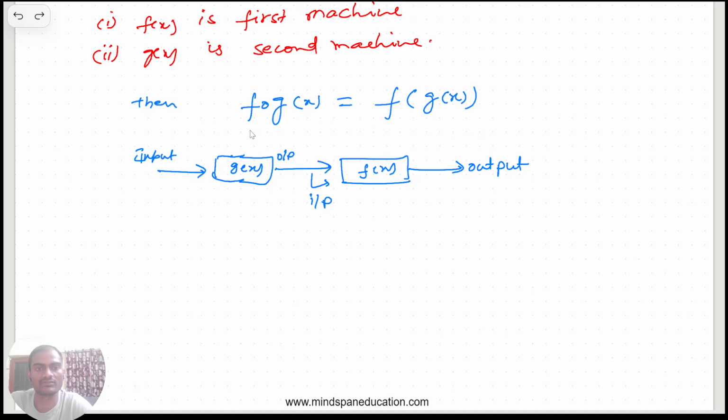Order means in which order we write f of g or g of f. It matters in this. They are not essentially equal. What I'm trying to say, I will give you an example. First, let me write this note.